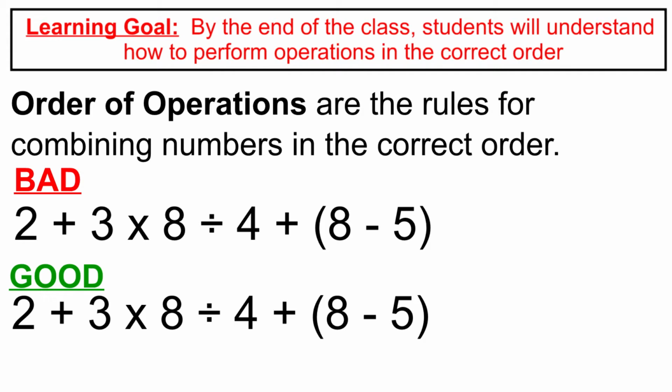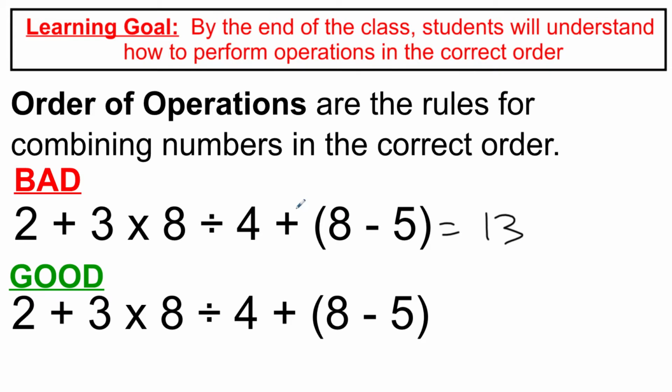If I go through this problem here and I say, let's do it the bad way, I'm just going to start at the left and keep going all the way to the right. Well, 2 plus 3 gives me 5, and 5 times 8 gives me 40. And 40 divided by 4 gives me 10, and 10 plus 8 gives me 18, and 18 minus 5 gives me 13. And so I'm saying, hey, look, the answer's 13.